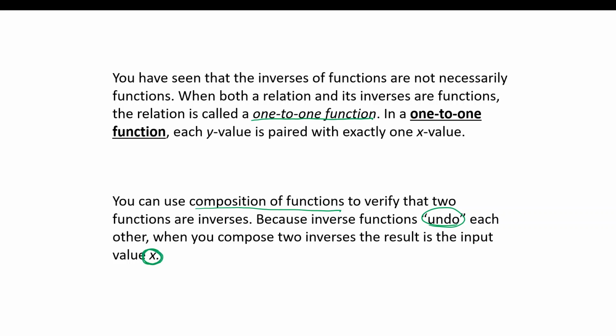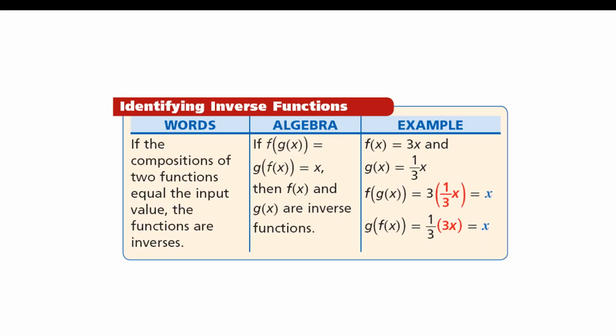All right, so let's see what that actually means. Here it is in words. If the composition of two functions equals the input value, the functions are inverses. So let's read this. This says, if f of g of x equals g of f of x, and they both equal x, then f of x and g of x are inverse functions.